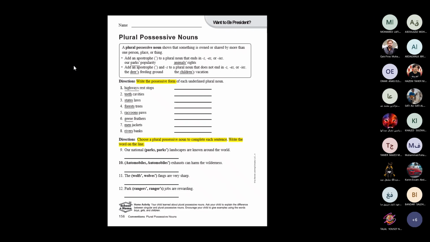Who else, guys? Who else? Has anybody finished, guys? Page 156. Solve page 173.